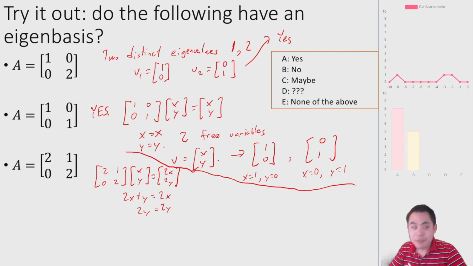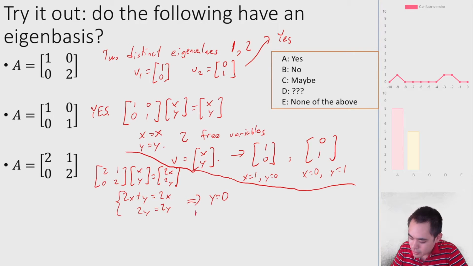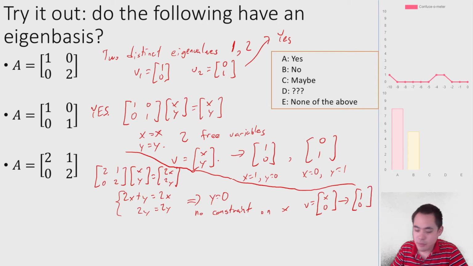So this means we don't have any constraints on y, actually. But when you put these together, you find that that implies that... oh, actually, sorry, you do have a constraint on y from the top one. So that implies that y is equal to 0, and no constraint on x. And so v is going to be equal to (x, 0), which implies you just have one eigenvector, and so the answer is no.